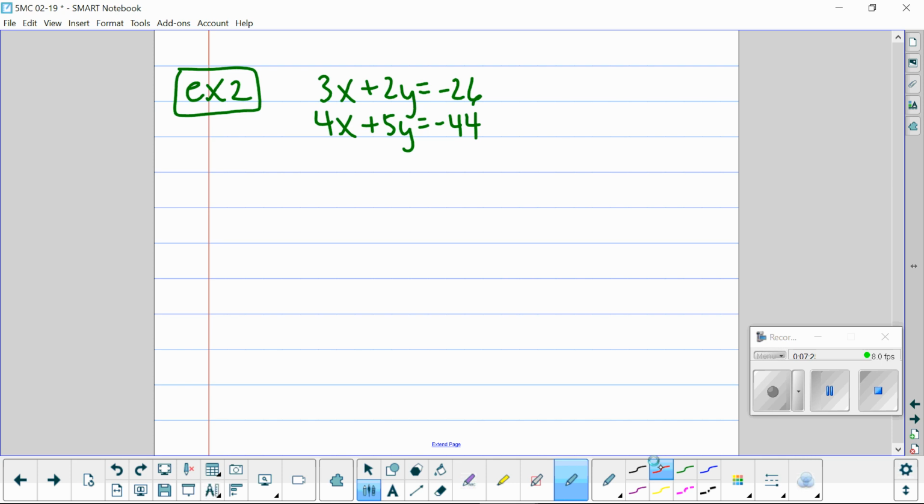And that might be my opinion that that's the easiest way to do it, but you know what? I'm the only one talking here, so that's what we're going to do. We're going to multiply this top equation by 5 and then the bottom equation by negative 2.